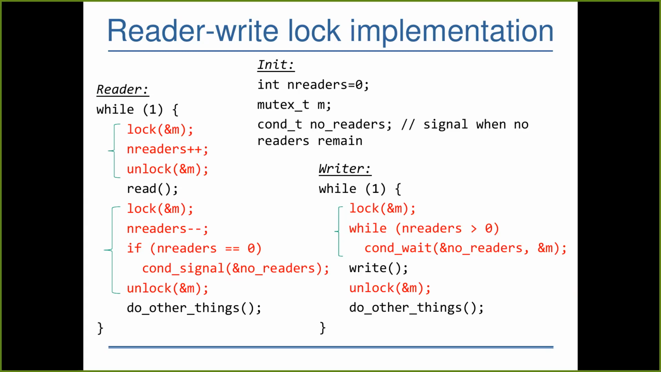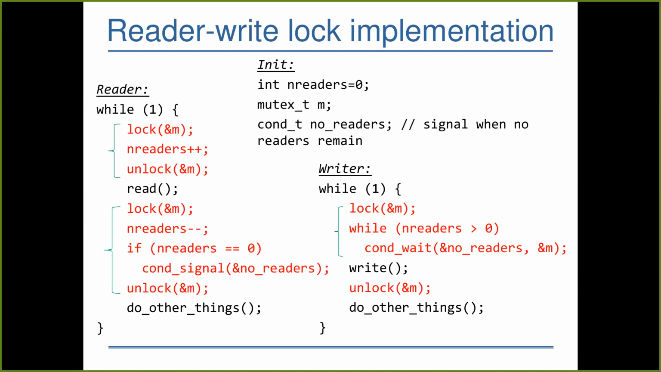So remember that you can only change n readers while you hold the lock. So readers will have to grab the mutex before changing the n readers variable, so therefore there is no data race here. Because we are holding the lock, we can now check n readers. Remember that for a condition variable we have to use a while loop rather than just one if check, right? So while n readers is greater than 0, we will do cond wait.